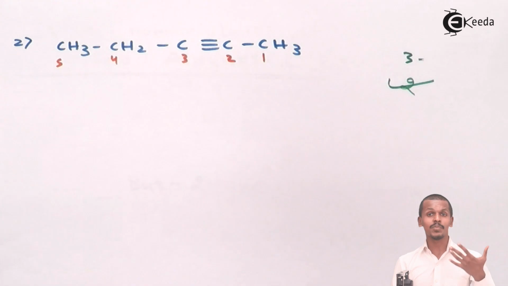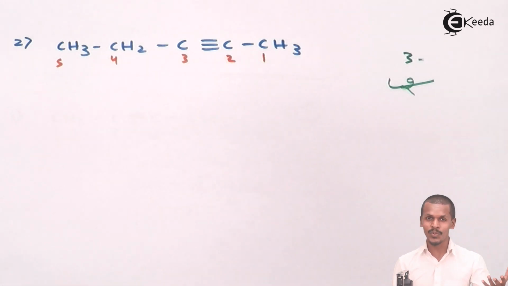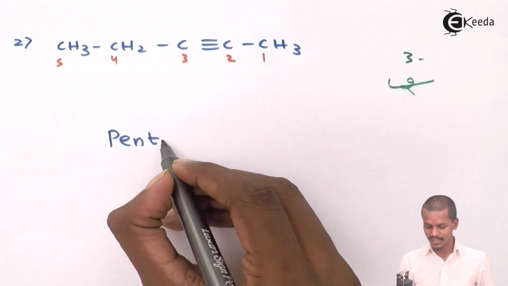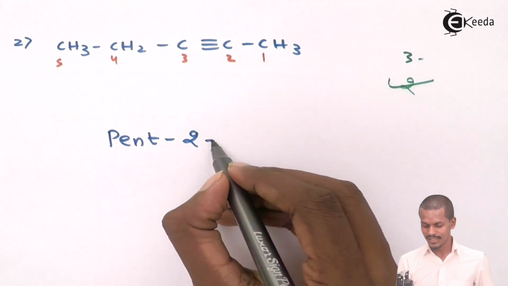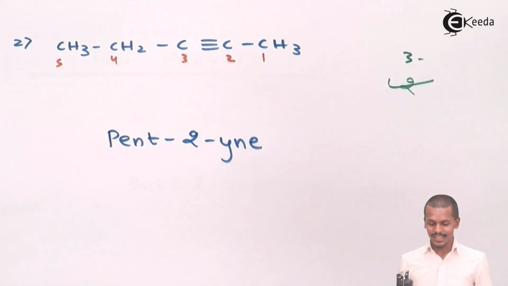But this is not pentane, this is pentyne, and moreover the carbon-carbon triple bond is present at carbon number 2, making this to be called pent-2-yne. So pentyne, or basically pent-2-yne. So it's an easy one that we have done. And now let us move on to the next one.